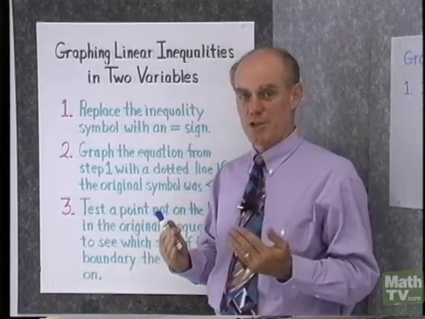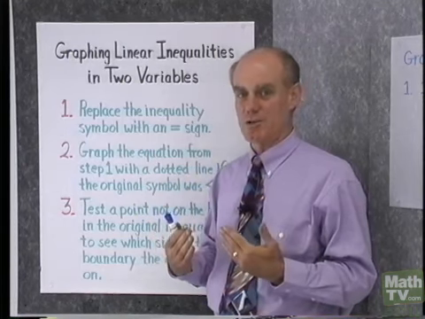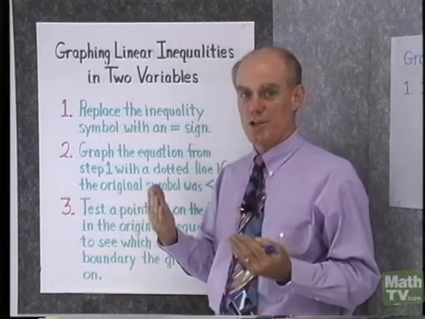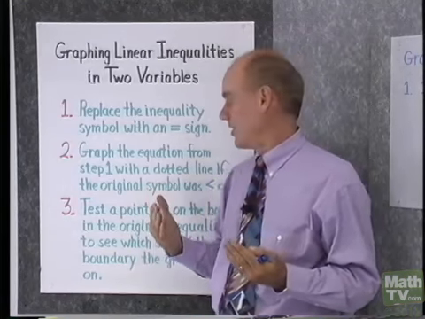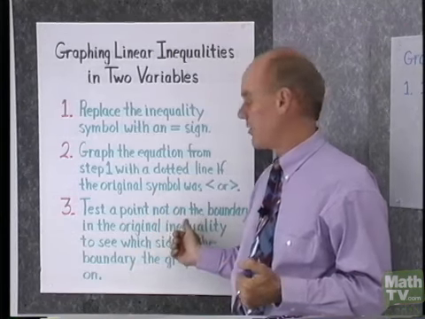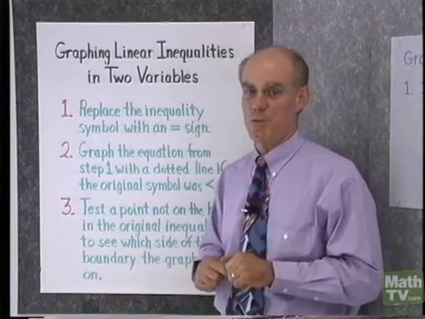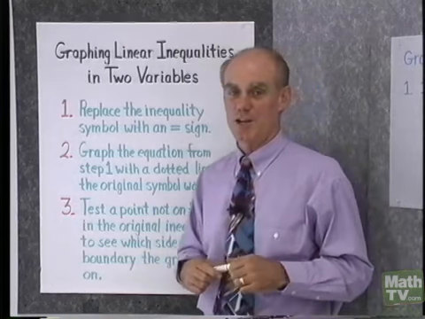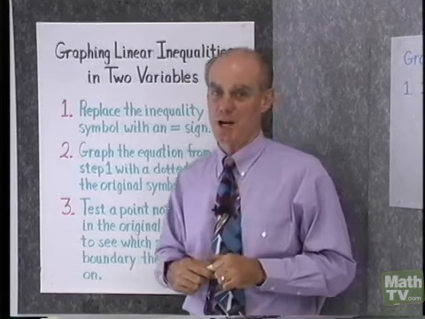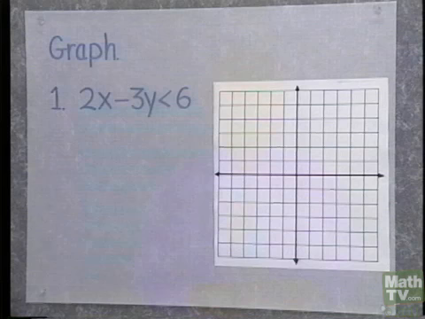If the boundary is included in the solution set, we use a solid line. If it's not included in the solution set, we use a dotted line. Now we need to find out which region, above or below the boundary line, the solution set lies on, and for that we test any point that's not on the boundary in the original inequality and see if it makes a true statement or not. A true statement means we're on the correct side of the boundary. A false statement means we've got to go to the other side of the boundary. But this makes a lot more sense when we actually do an example, so let's do that.